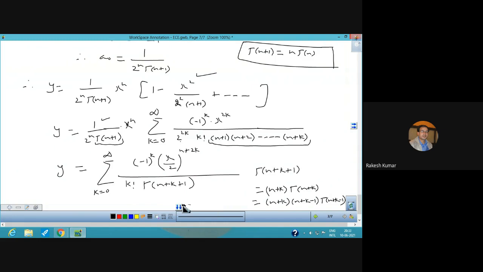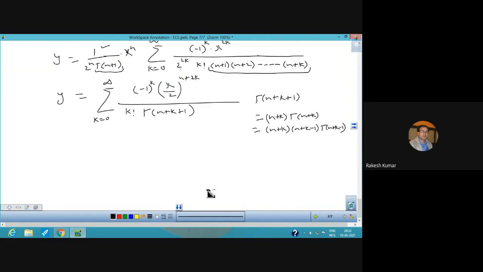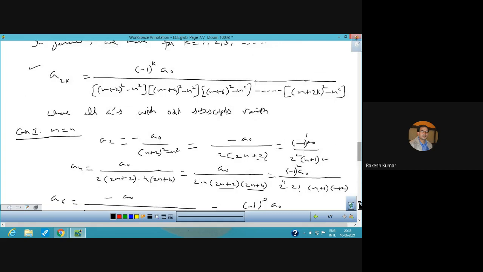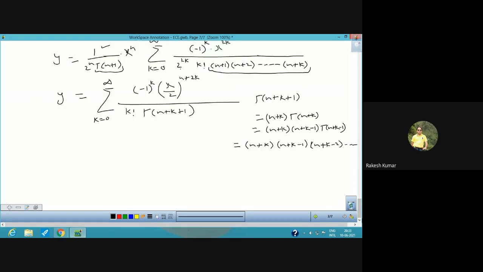One more step gone. Now if you go one more step and apply the same formula, then n plus k minus 1, and the next term will be n plus k minus 2, and we will keep carrying this process forward, and so on. You will have the last term as n plus 1 gamma n plus 1.